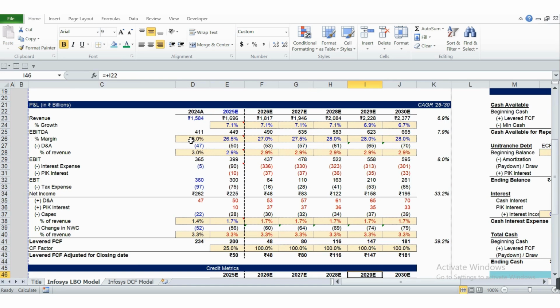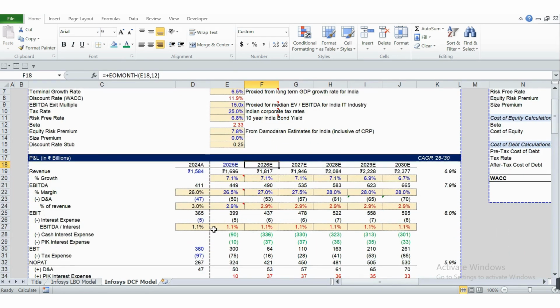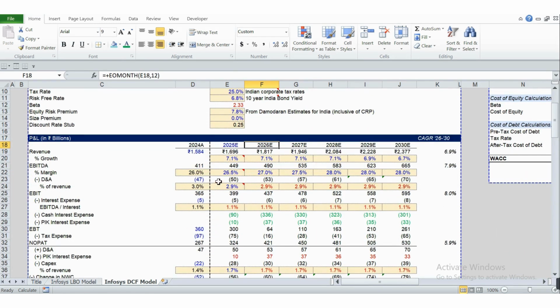In the next part, we will be discussing the profit and loss statement. This is mostly similar to the DCF model that we did for Infosys. This is again the LBO model for Infosys. We have already done an Infosys model based on DCF, so many of the assumptions for P&L will be coming from this tab only.